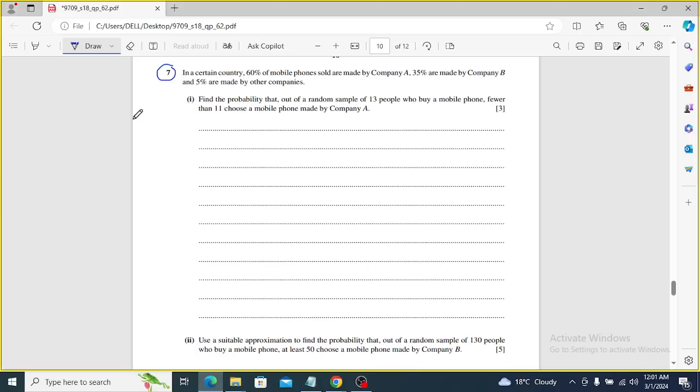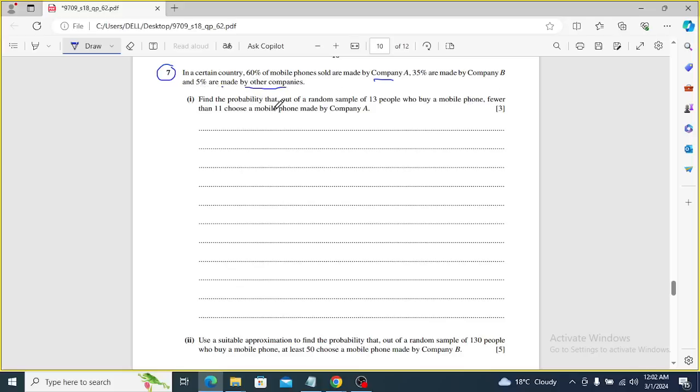Okay, guys, look at the question. This is a conversion of the binomial with the normal distribution. So look, in a certain country, 60% of the mobile phones are sold by company A. Sorry, 60% are made by company A, 35% are made by company B, and 5% are made by other companies.